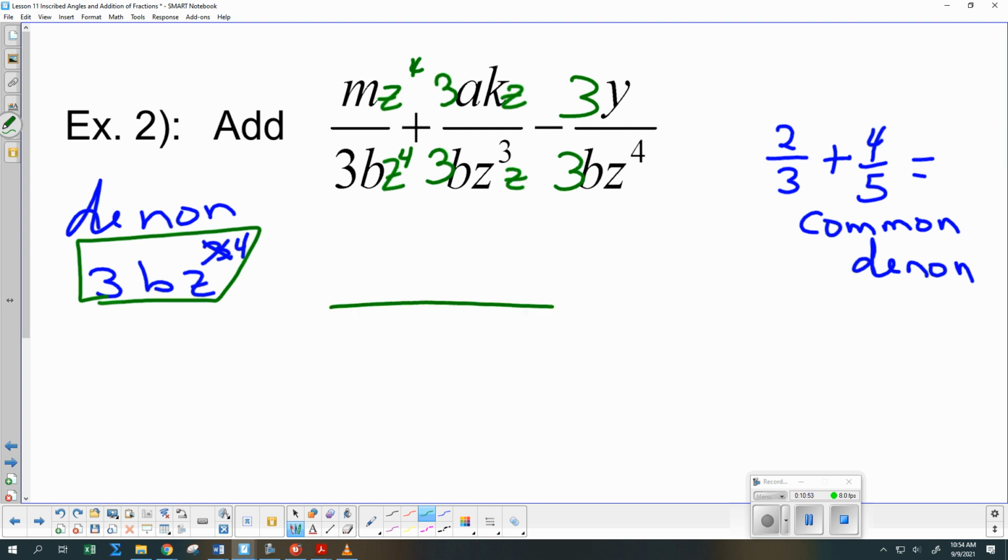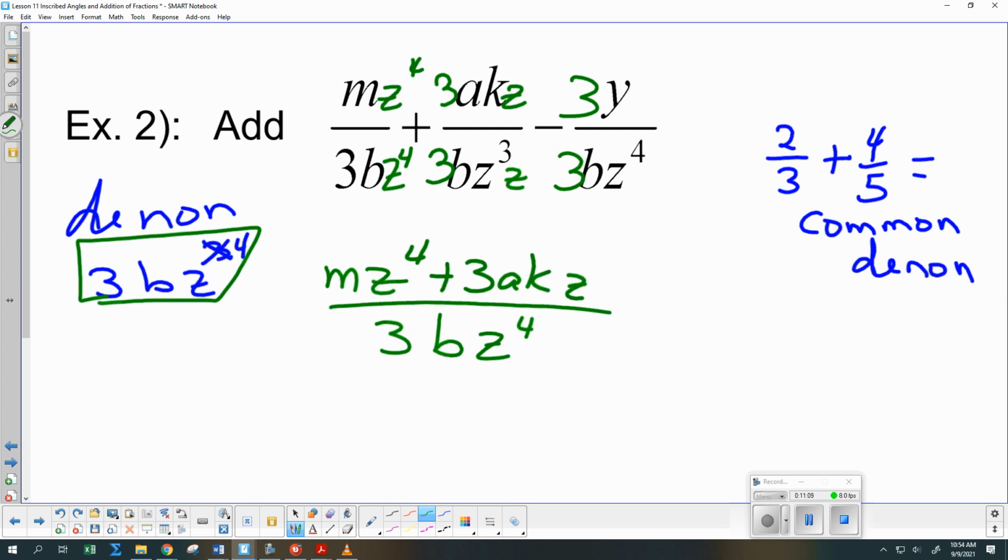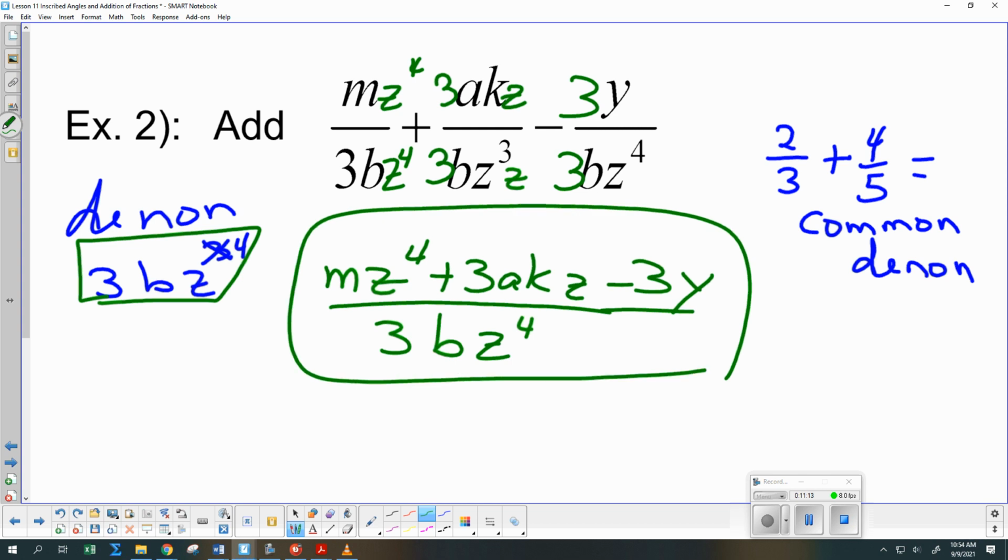Put them together. My common denominator is 3bz to the fourth. And in the numerator, I have mz to the fourth. A little hard to read my writing there. Plus 3akz minus 3y. What do you think? Does that work?